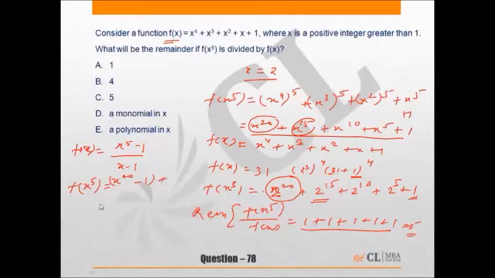So it can be written like this: x raised to power 20 minus 1, plus x raised to power 15 minus 1, plus x raised to power 10 minus 1, plus x raised to power 5 minus 1, plus 5, and we have subtracted 4 in course of subtracting 1 from each of the terms that contain x, so we need to add 4. So effectively we have 5. When each of these terms except 5 is divided by x raised to power 5 minus 1 upon x minus 1, remainder will be 0. So the effective remainder from here will be 5. So 5 is the required remainder. Therefore option C is the correct answer.